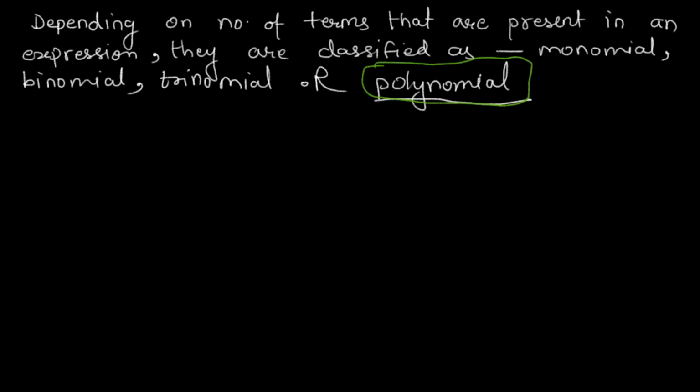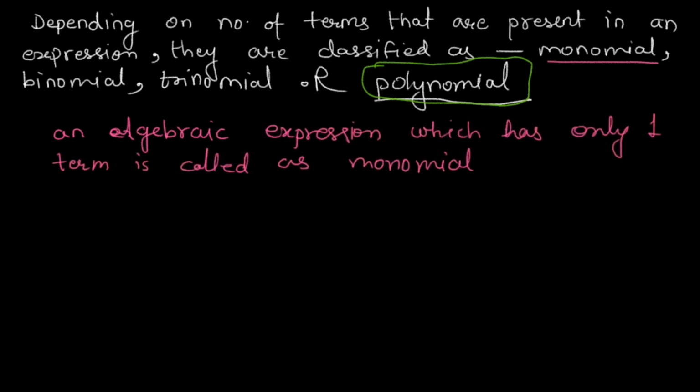So you can guess what is monomial, what is binomial, what is trinomial from their names. Monomial means an algebraic expression where you have only one term. It is called a monomial. For example, we can say x square or -7zy or anything. You can take anything, but it has to have only one term.